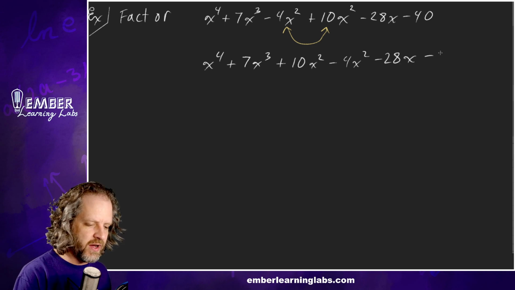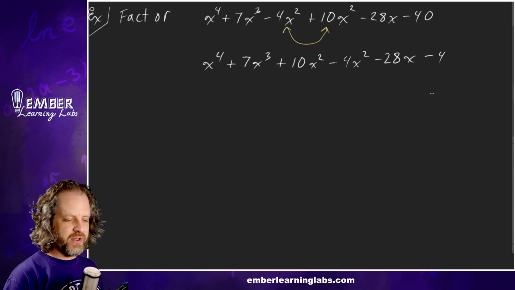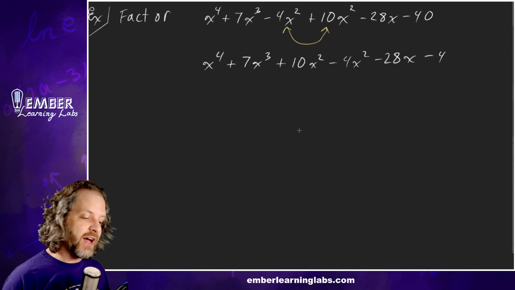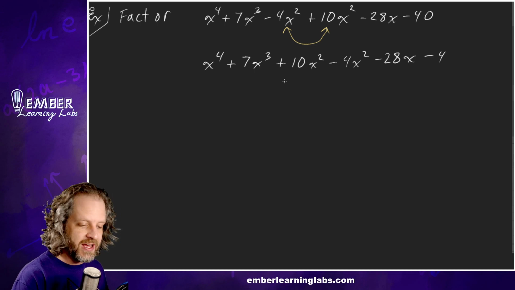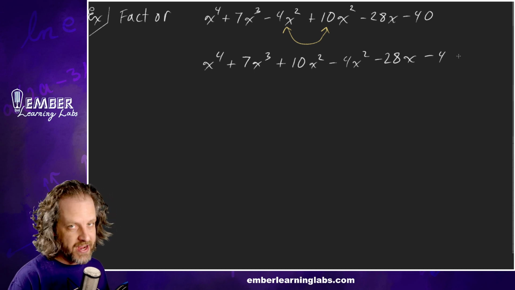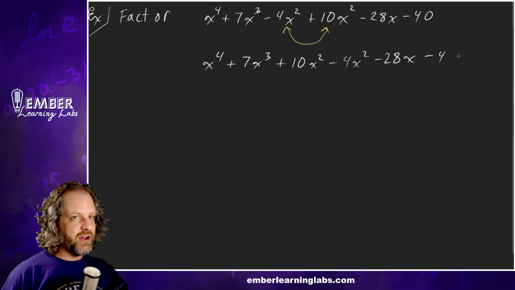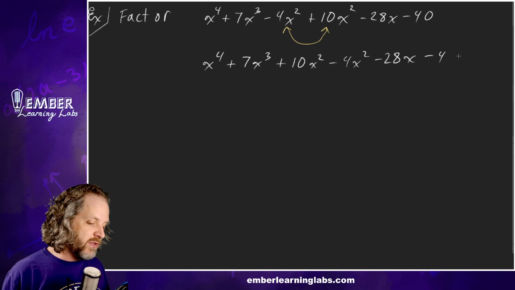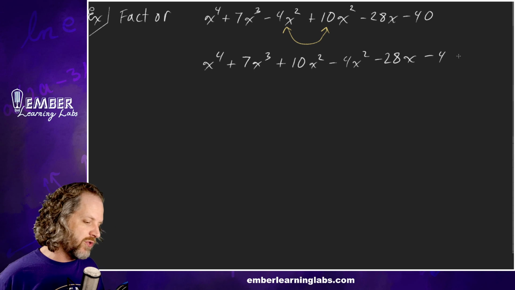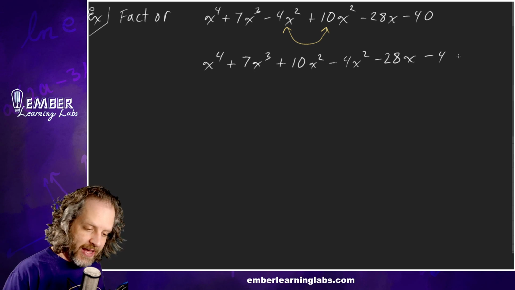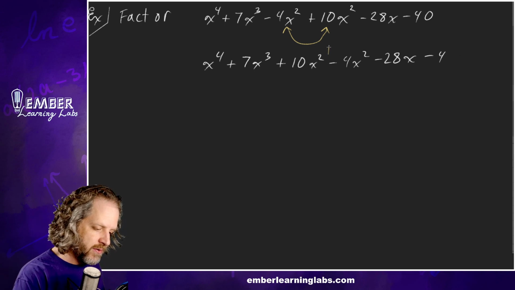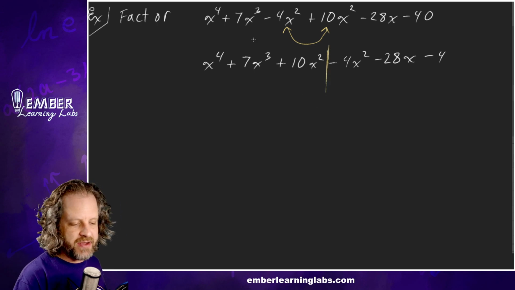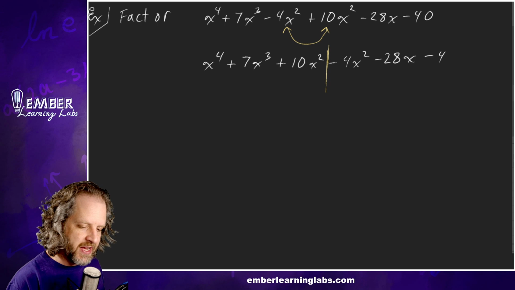28x minus 40. So once I have something where the signs either match or, like in this case, are completely opposite, I've got positive, positive, positive, and back here negative, negative, negative. So either they all match signs or they're opposite. Once I have that, I'm going to split it up just like before. I'm going to take the GCF of the first half and the GCF of the second half and see what happens.